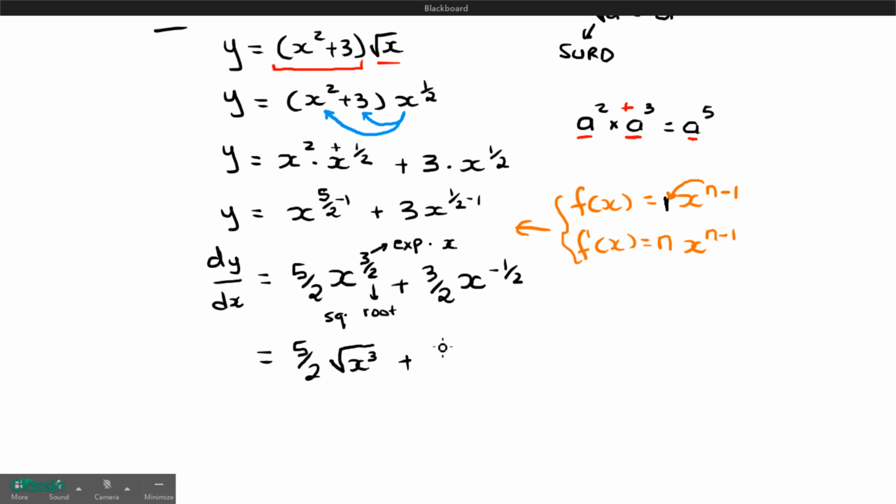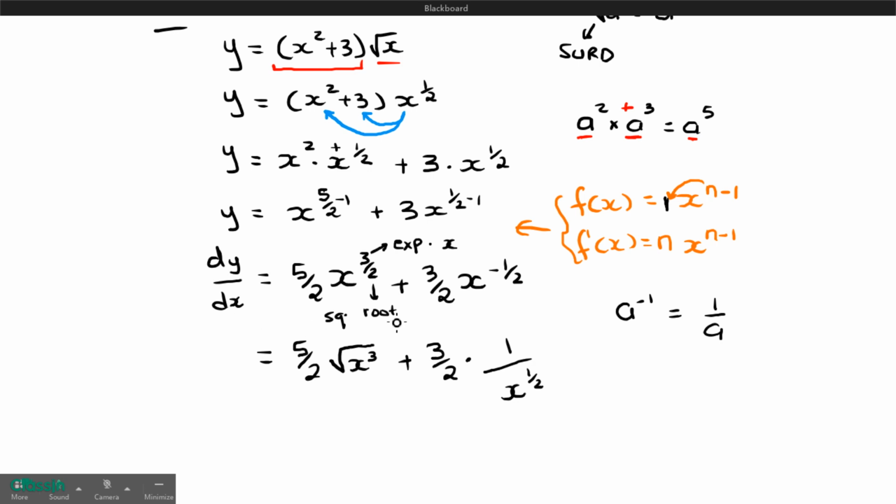Plus, this side, we have 3 over 2. According to the laws of exponents again, a to the power negative 1 can be written in the form of 1 over a. But because our x here has got a negative, we are not much concerned about the number, but we are much concerned about the sign. Because there is a negative, it means that we can write it as 1 over x to the power of 1 over 2.